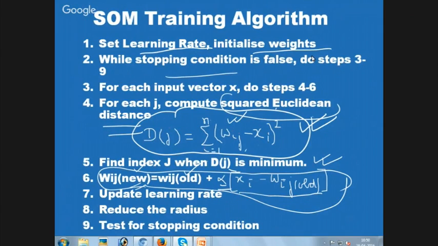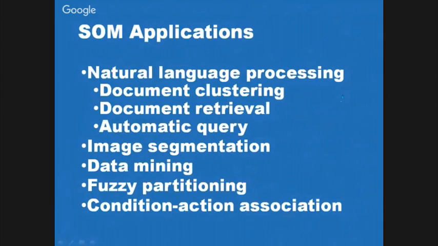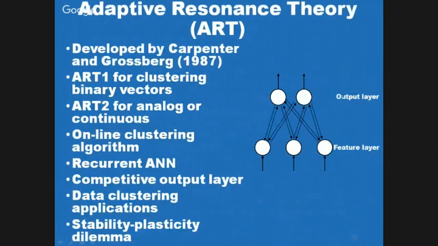Now, these are some applications of SOM: natural language processing, document clustering, document retrieval, automatic query, image segmentation, data mining, fuzzy partitioning, condition action association. So these are different types of SOM applications which researchers are working on in this category.